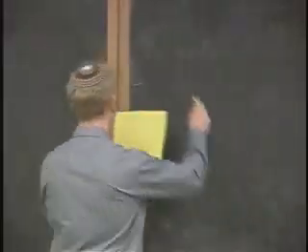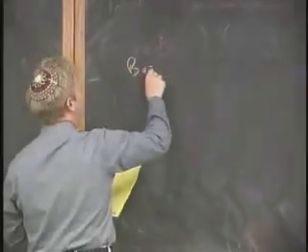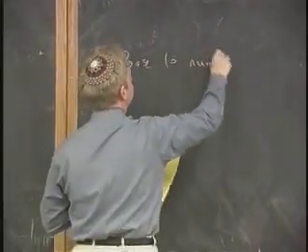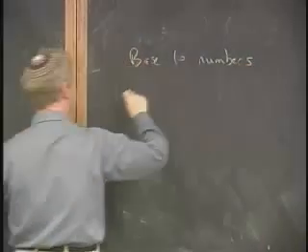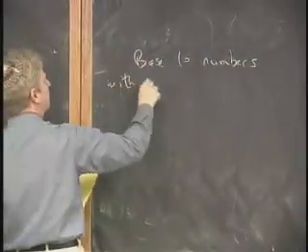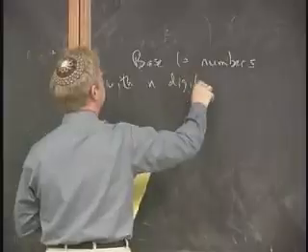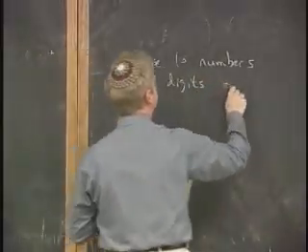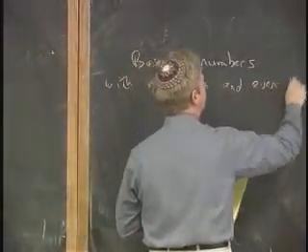So here we go. How many base 10 numbers are there with n digits and an even number of zeros?